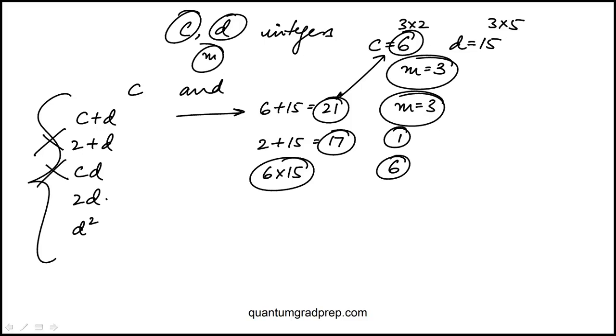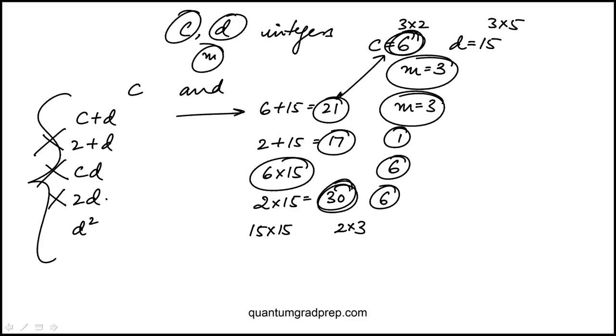The greatest common factor is 6, not m. So that's also out. 2d would be 2 times 15, which is 30. The greatest common factor of c and 2d is now 6. 6 divides both of them. So d is also out. D squared would be 15 times 15, and 6 is 2 times 3. So it's going to be 3, because we don't really have any other number that's common. So we're really left between these 2.